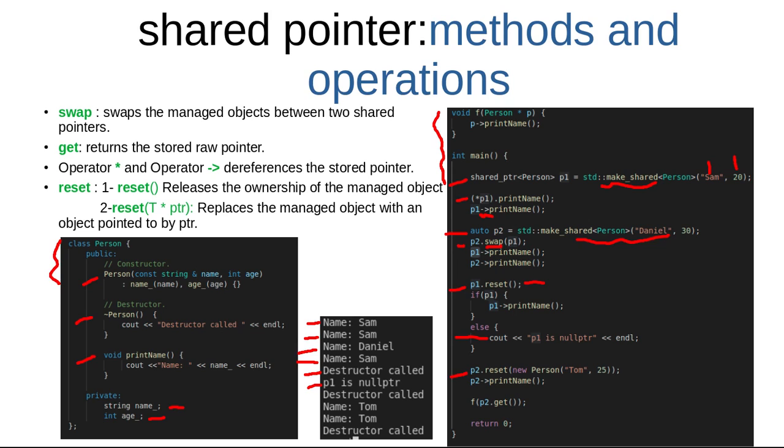p2.reset. I'm giving it a new object. As I said before, when you give it a new object, it will tell p2 to point to this new object, which is Tom, and the previous object, which was Sam, is destroyed because no pointer points to it anymore, and so the destructor is called for Sam. And if I print p2, the name of p2 is Tom, which is the new object here.